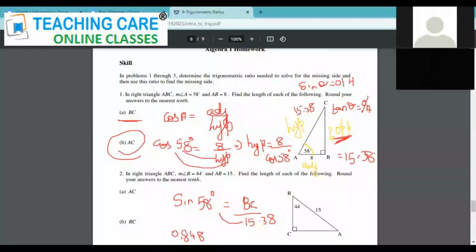You take it this side because I wanted to find this. Just multiply with this 15.8, that is equal to this. Okay? This will do.